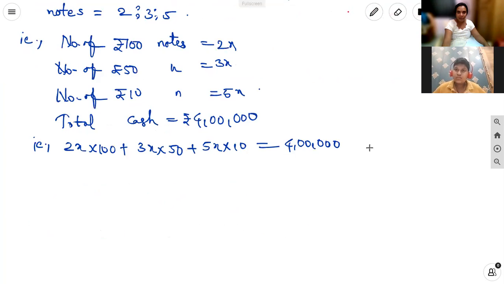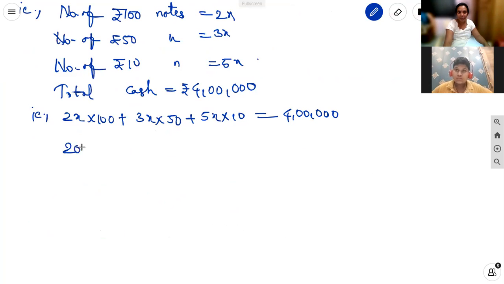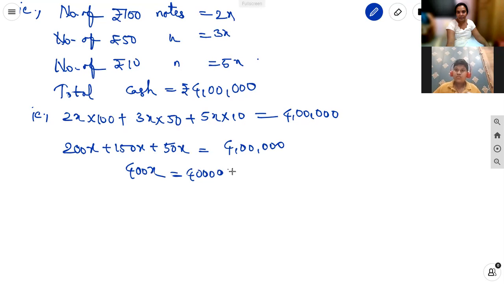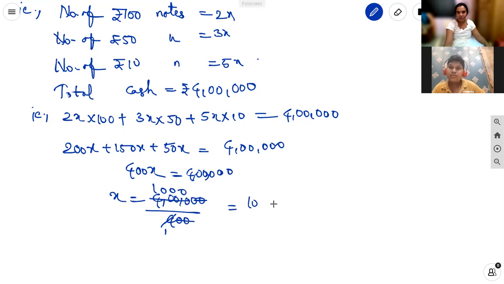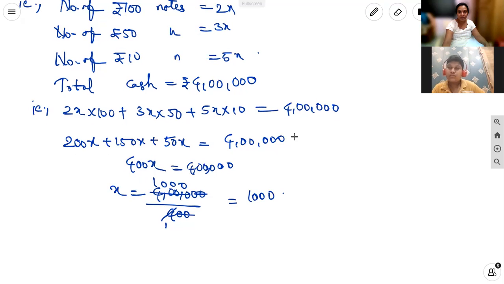Now we multiply: 2 into 100, 200x; 3 fifties, 150x; 5 tens, 50x, equal to 4 lakh. 200 plus 150, 350; 350 plus 50, 400. 400x equal to 4 lakh, then x equal to 4 lakh by 400. 2 zeros cancel with 2 zeros, 4 ones are 4, so 1000. x equal to 1000.